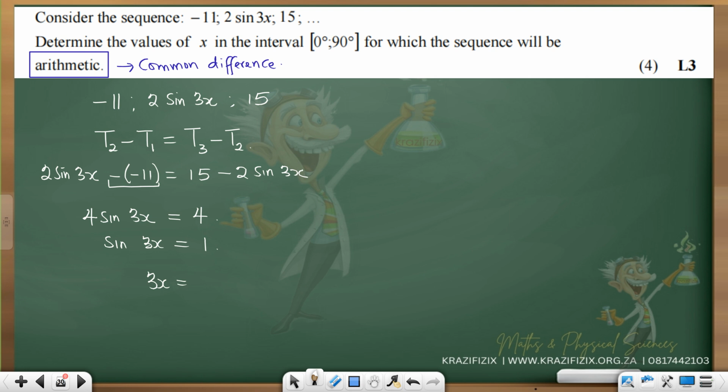Oh, we go back to grade 10. Arcsine of 1. I'm sure we know that. And that should be 90 degrees. Do you see? The principle just remains the same. I hope it makes sense to you.